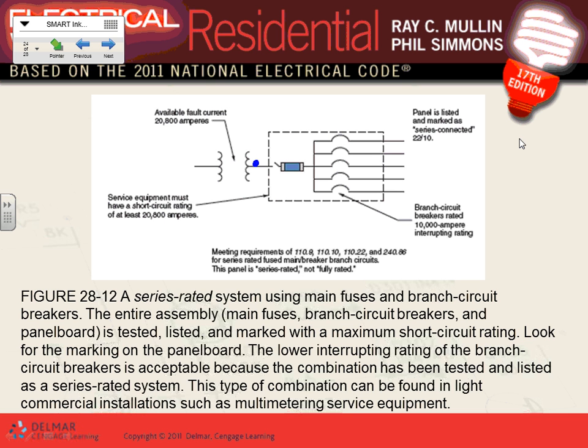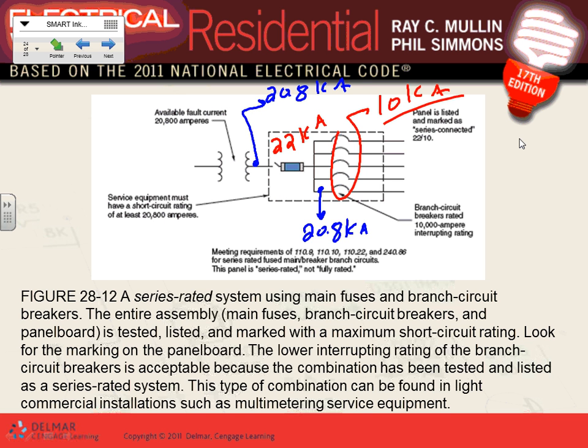The short circuit right in here is 20.8 kiloamp. The short circuit also right in here is 20.8 thousand amp. But look what happened. Now the fuse is rated for 22 kiloamp, this one, but all these circuit breakers are rated for 10,000 amp. Can you guys see the difference? Instead of rating all these circuit breakers to 22, they rate them lower. Why? Because it's cheap.